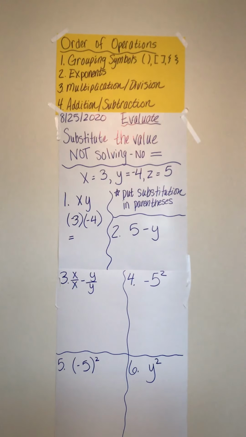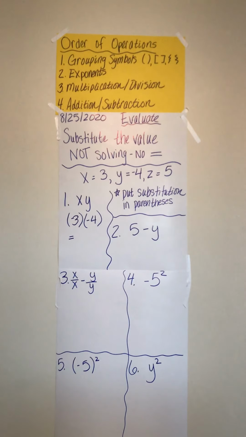Second step for order of operations are exponents. Third step, multiplication, division. And again, we can do division before multiplication if that's in the problem. And then number 4, addition and subtraction. And again, those two go hand in hand as well.